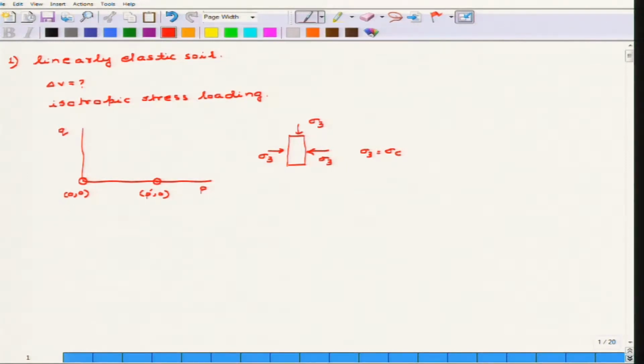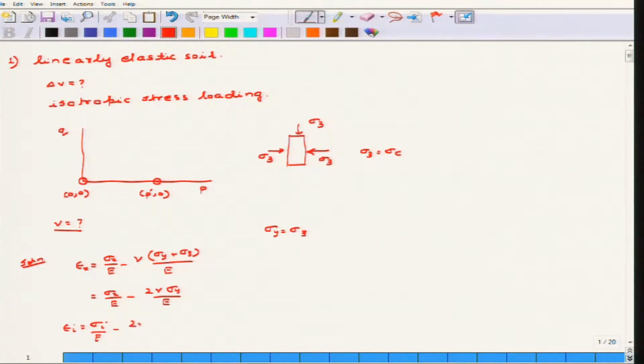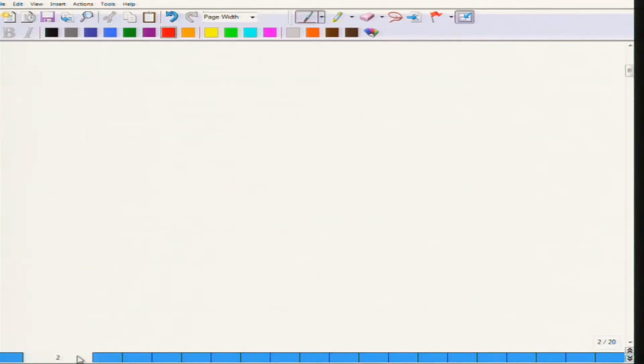Now it is asked what can you say about the Poisson's ratio of the soil. From the basic definition of mechanics, epsilon x can be written as sigma x by E minus nu into sigma y plus sigma z by E. In a triaxial case, sigma y is equivalent to sigma z, so this equation turns into sigma x by E minus 2 nu into sigma y by E. In a generalized term we can write epsilon I is equal to sigma I by E minus 2 nu sigma I by E. Now this can also be written as epsilon I is equal to sigma I by E into 1 minus 2 nu.